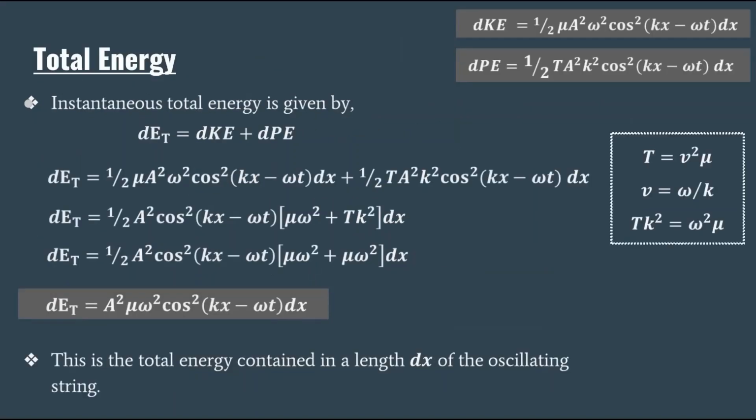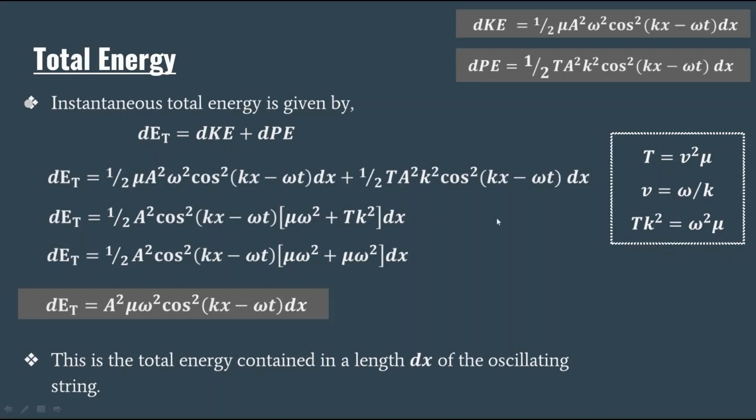Now we calculate the instantaneous energy. I have shown the expressions for dKE and dPE calculated in the previous slide, and the instantaneous total energy is given by dE total is equal to dKE plus dPE. Substituting these dKE and dPE in this equation and taking common terms outside, we get dE total is equal to 1/2 a² cos²(kx minus omega t) (mu omega² plus T k²) dx.